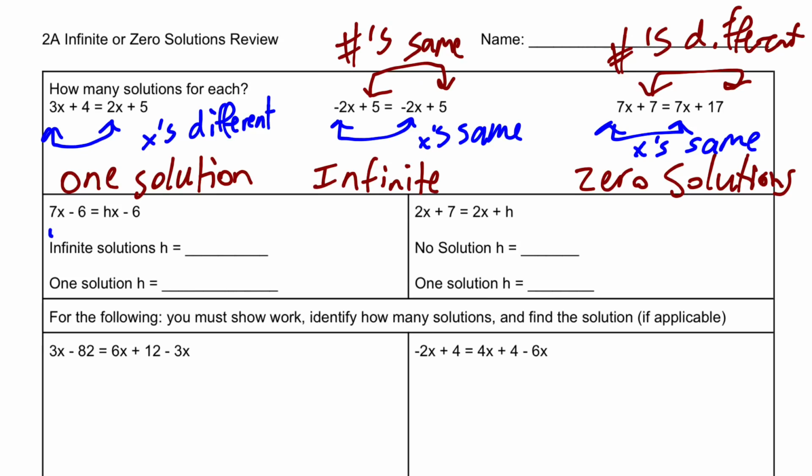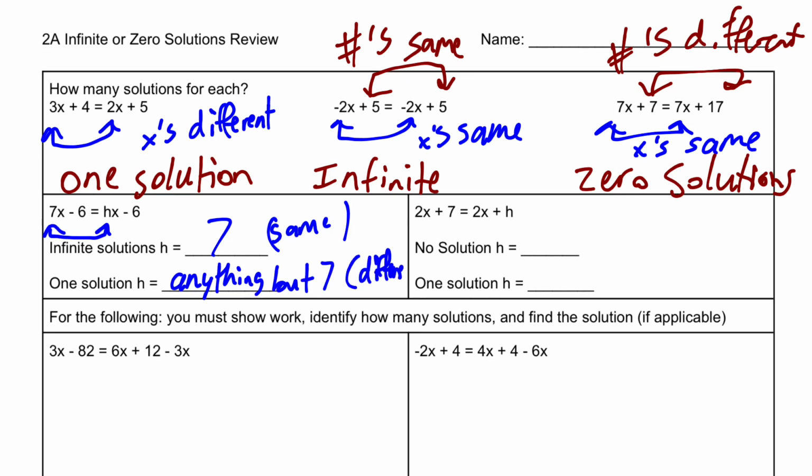For this next section, we're trying to do the same thing. If we match up our coefficients, 7 will make them the same. That's for infinite. Anything but 7 will make them different. And that's the situation for infinite or one solution.